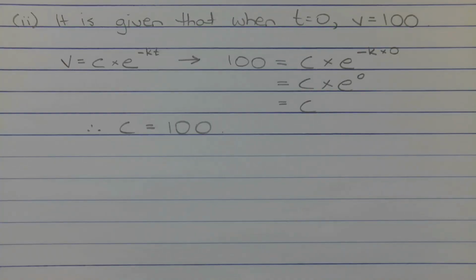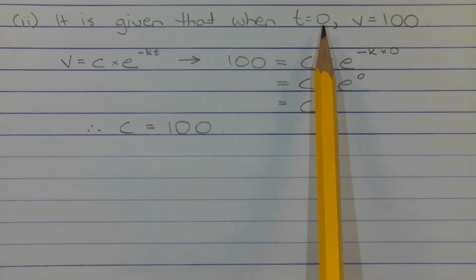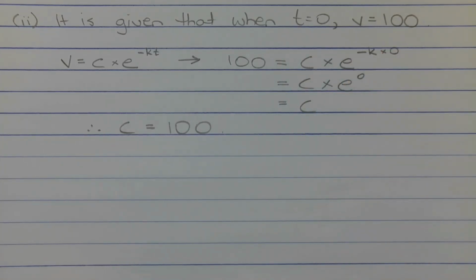One of the boundary conditions given is that when t is equal to 0, v is equal to 100. Now v is equal to c times e to the power of negative kt. So substituting 0 for t and 100 for v, we can form this equation. 100 is equal to c times e to the power of negative k times 0. Now negative k times 0 is 0, so the equation becomes 100 is equal to c times e to the power of 0, and e to the power of 0 is equal to 1. So 100 is equal to c, therefore c is equal to 100.